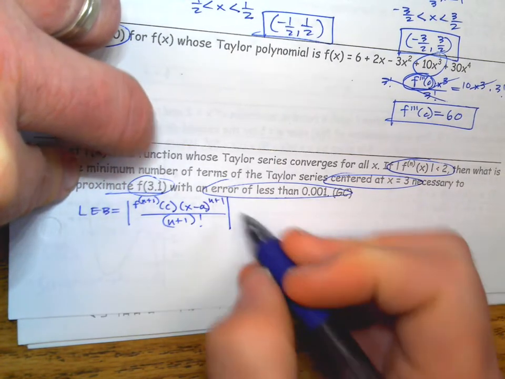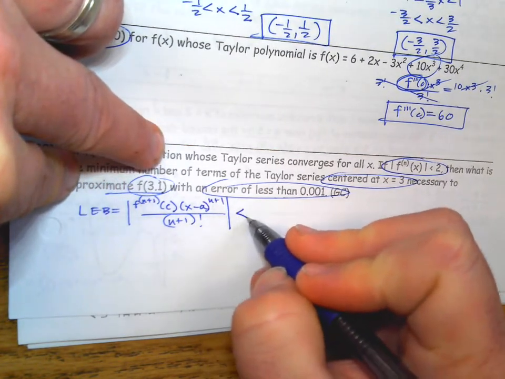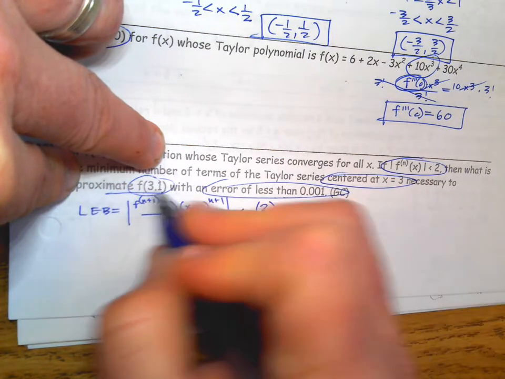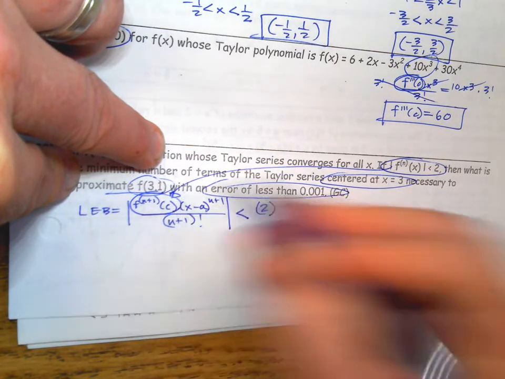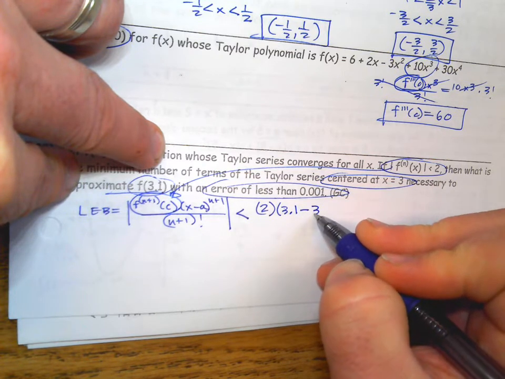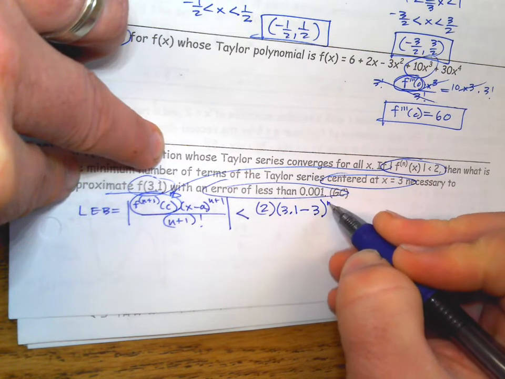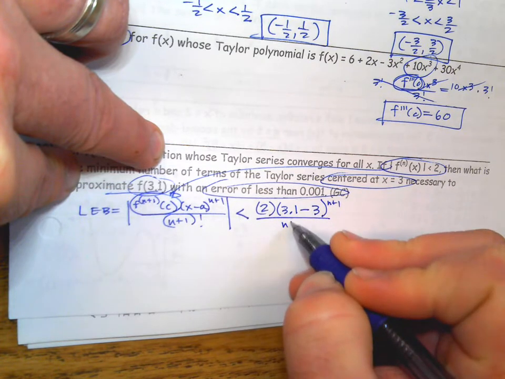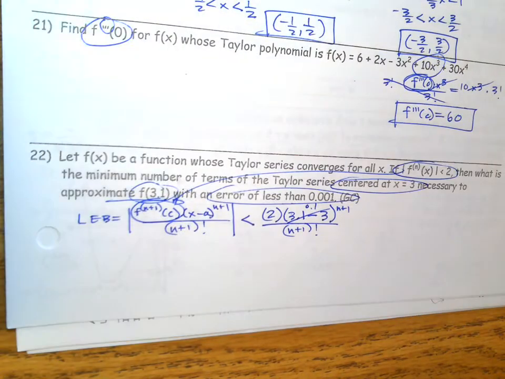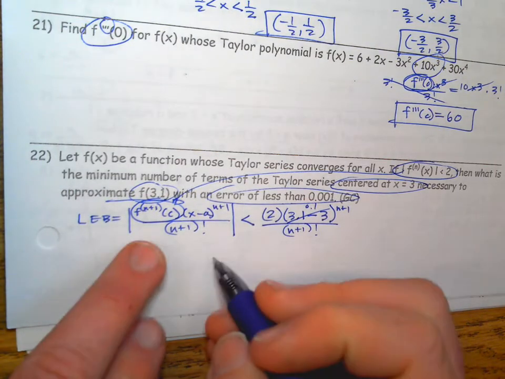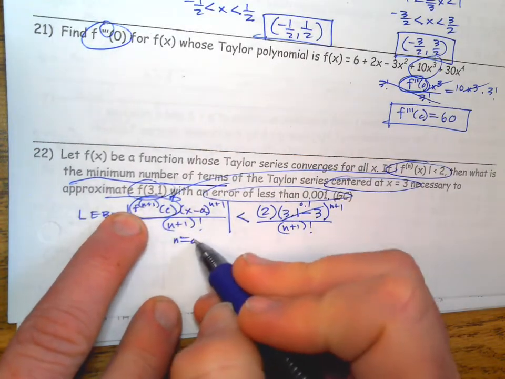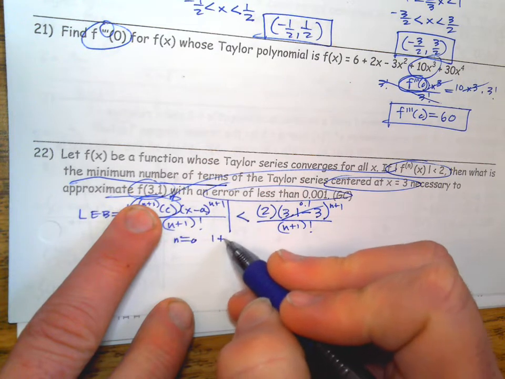So for us, we know it's going to be less than, because this is the worst case scenario. You can plug a 2 in for this. We're evaluating 3.1. The center is at 3. And n+1 over n+1 factorial. So this is getting a little more simplified. And so we can just start. It says minimum number of terms. So n equals 0 is 1 term.